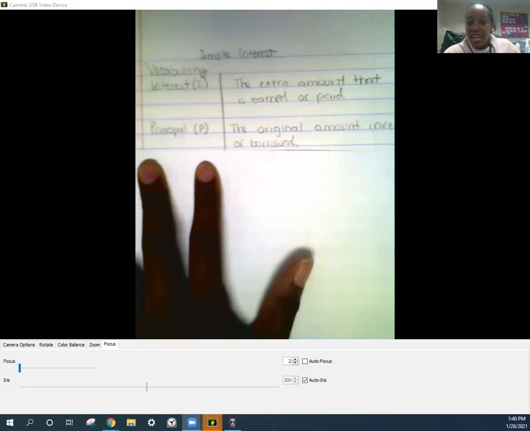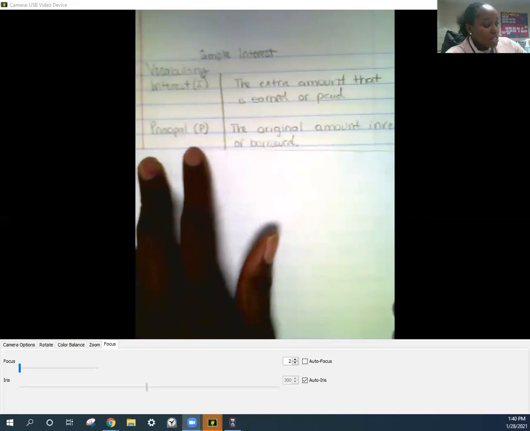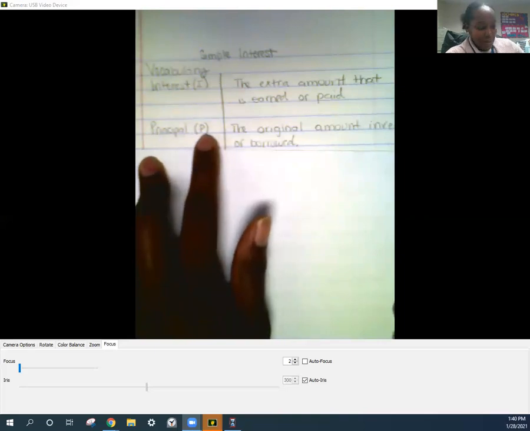So if someone goes and takes out a loan for a car, or they take out a mortgage, that principal is that initial amount that they borrowed. Also, if you're going to invest some money, that would be your principal, whatever you're investing initially to start off with. So that letter is going to be P.